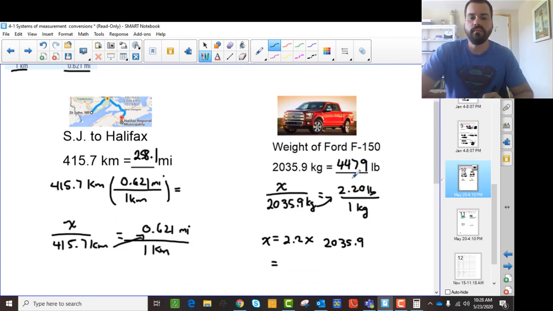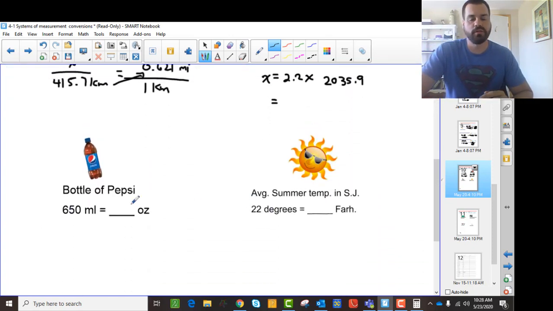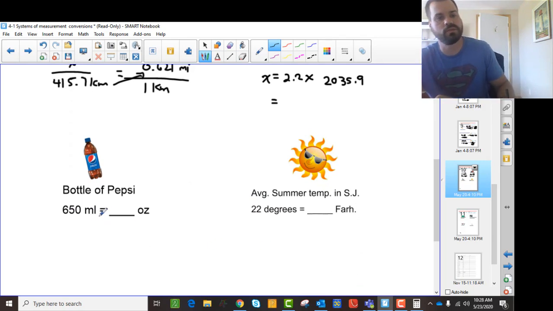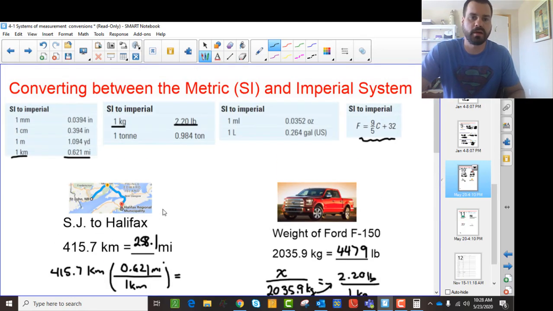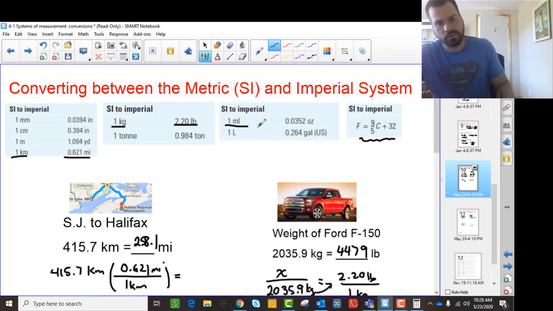Okay. A couple more conversions here. One is a volume. So we already did milliliters to liters, but you'll notice this one, now we're going to go to ounces. So we have to go back up here and look at how we go from milliliters to ounces. And here's the conversion.